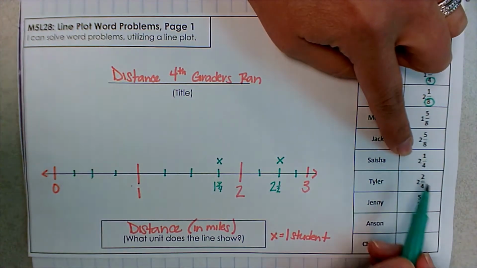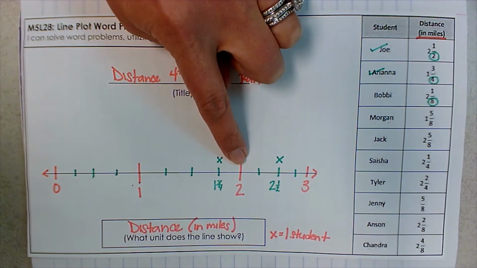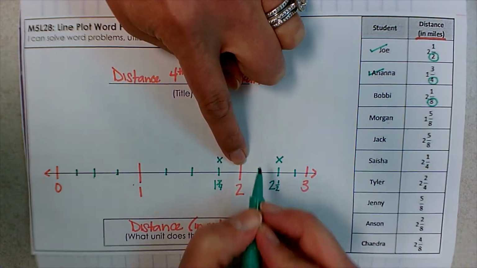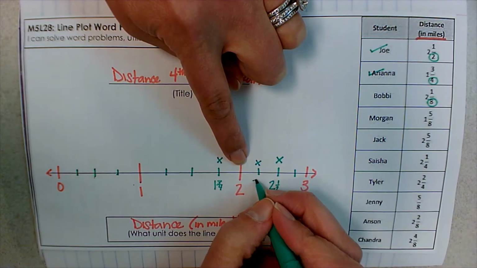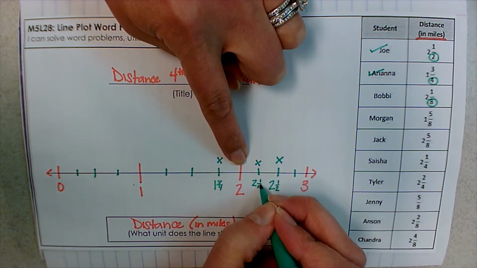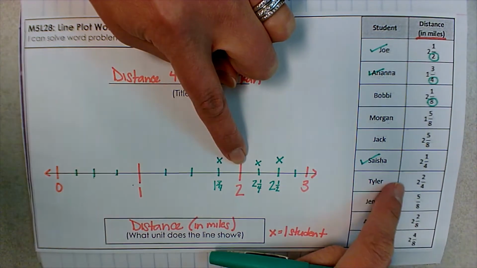Oh, here's another fourth. Saisha is at 2 1/4. So I'm going to put my finger on 2 and then go, oh, here's 2 1/4. So I put an X for her right on top. I'm going to label that as 2 1/4 and cross off Saisha.